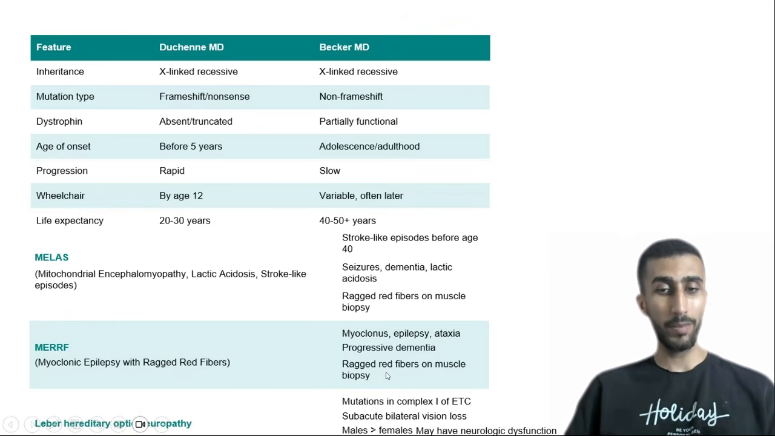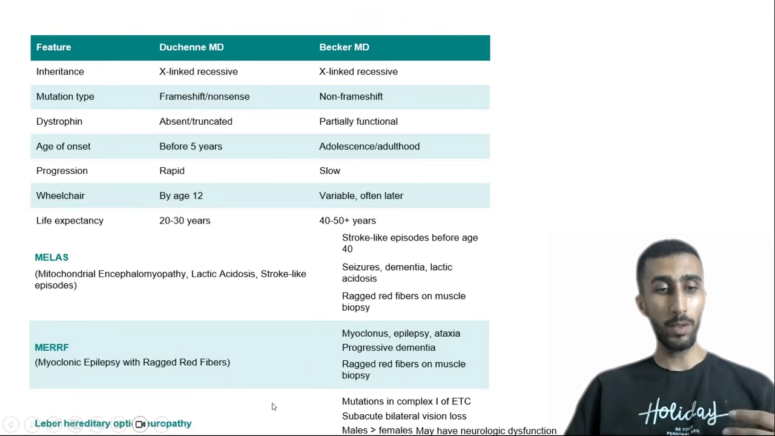MERRF also will have ragged red fibers, but from its name, myoclonic epilepsy. So you have myoclonus and epilepsy, ataxia, and progressive dementia. Remember, progressive dementia is like here and here because the CNS is a highly energy requiring organ, and there is a dysfunction with the mitochondria, and the brain is gonna be affected.